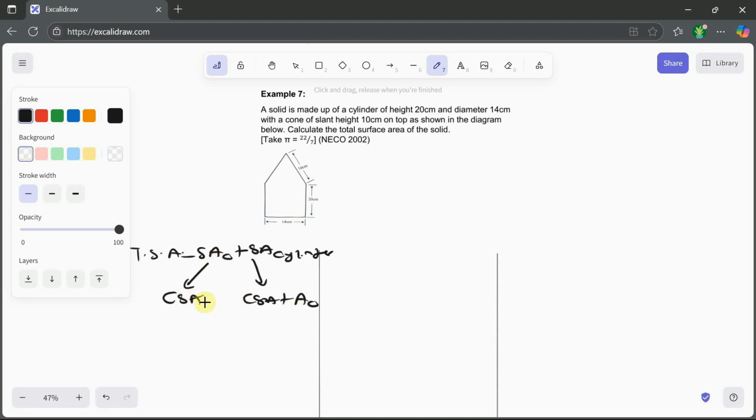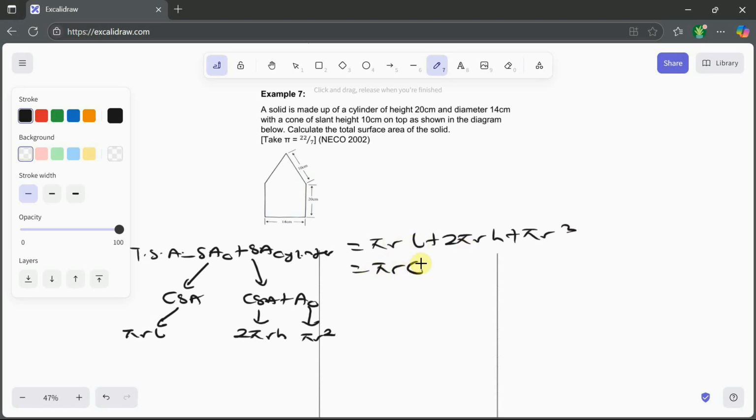Now the curved surface area of the cone has the formula pi RL, the curved surface area of the cylinder is 2 pi RH, and the area of the circle is pi R squared. So let's plug everything in. This would be equal to pi RL plus 2 pi RH plus pi R squared. What do you notice? pi R is common to all of them, so just factor it out. This divided by this gives me L, plus this divided by this gives me 2H, plus this divided by this gives me R.